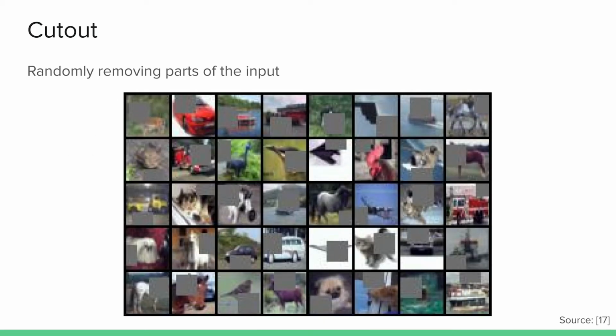Cutout is something that I think I mentioned before. For images, you can take certain parts of your input and just remove them, set them to zero, and force the network to be able to understand images even though some parts of the images are hidden.